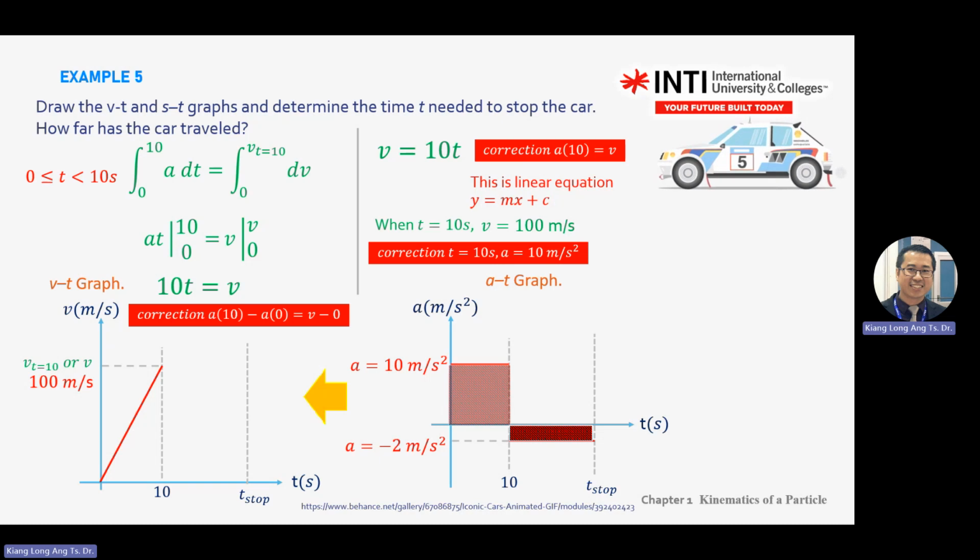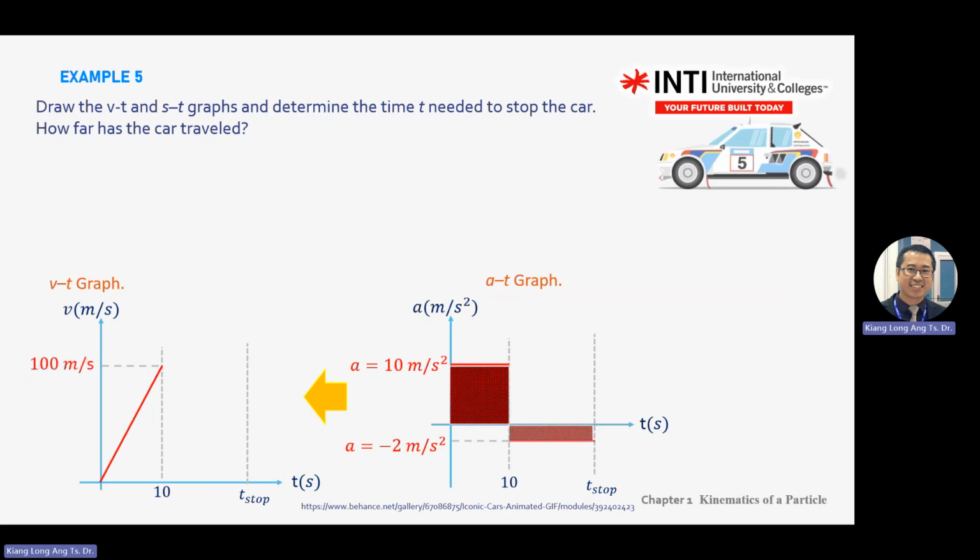Okay. Right, so correction. This is a correction on the notation now. Then you do the same for the next one. Same, so you integrate a t. You'll get a, you move it to the outside, you get t. So t stop is 10.